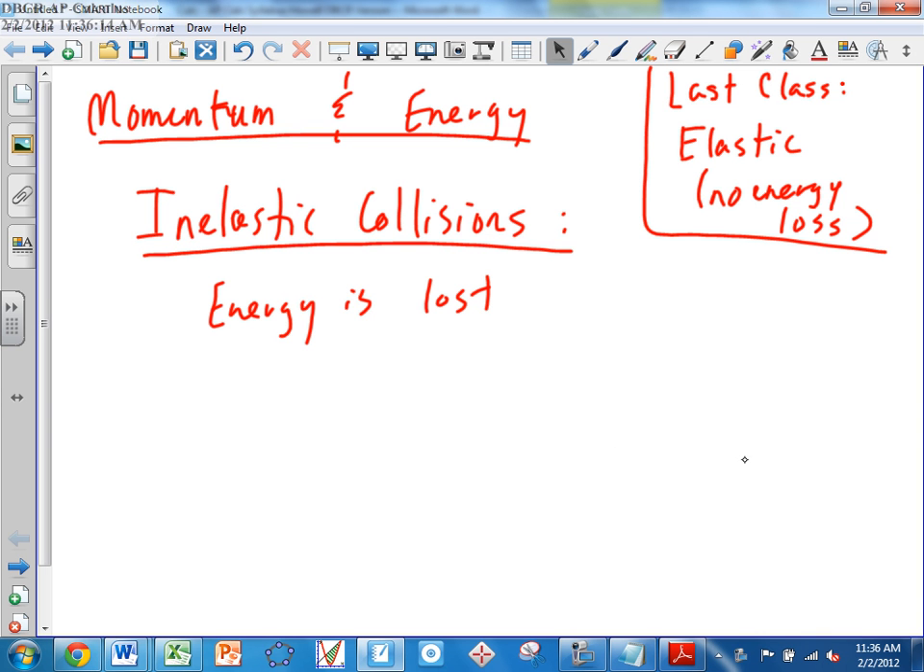So last class we talked about elastic collisions. That's where we came up with that formula that we were using. Again, that's where there's no energy loss. Okay, no energy loss. So for today's class, we're going to look at when there is some energy loss.